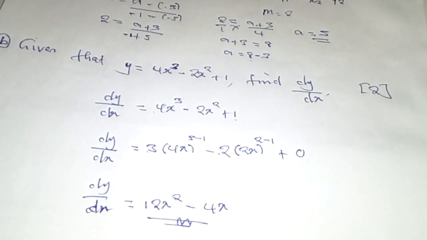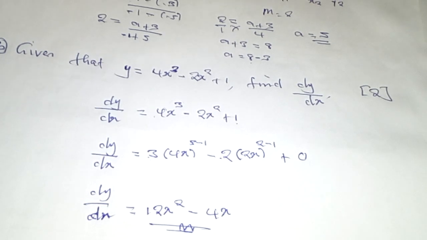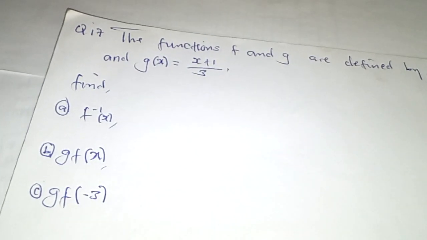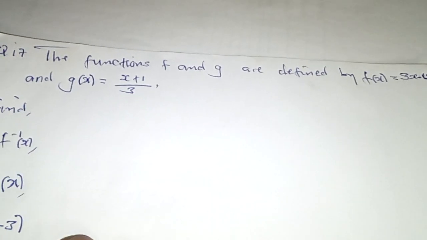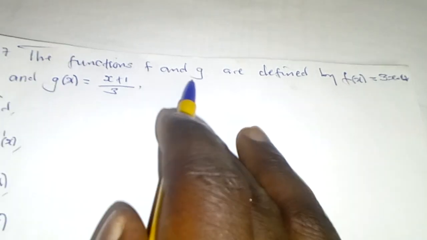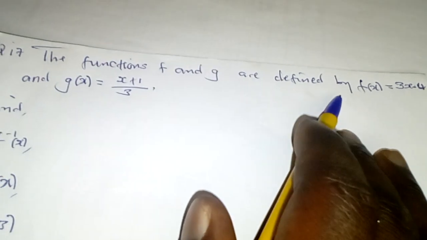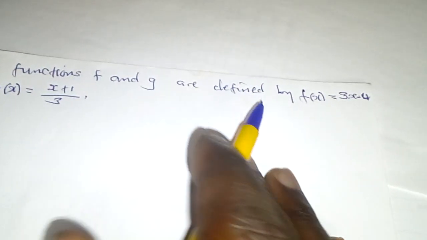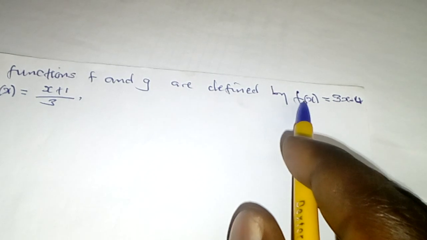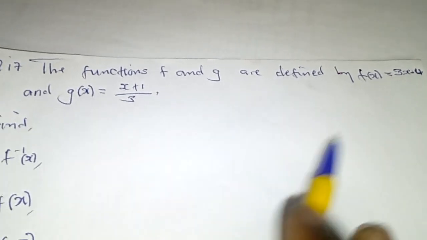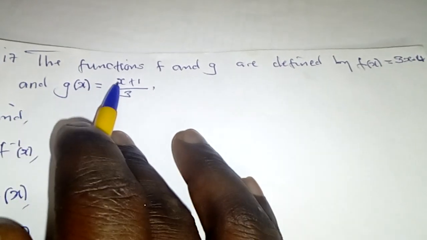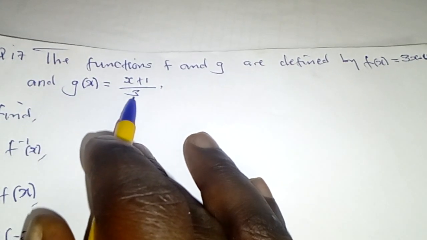Okay, so we go to question 17, and question 17 is on functions. The question says the functions f and g are defined by f of x equals 3x minus 4, and g of x equals x plus 1 over 3.